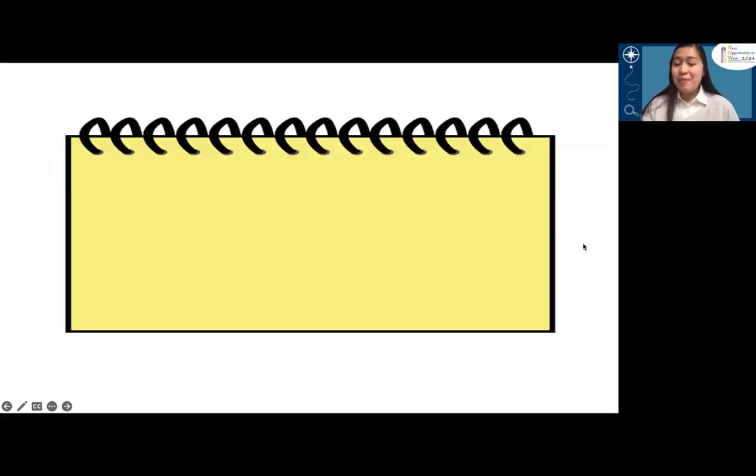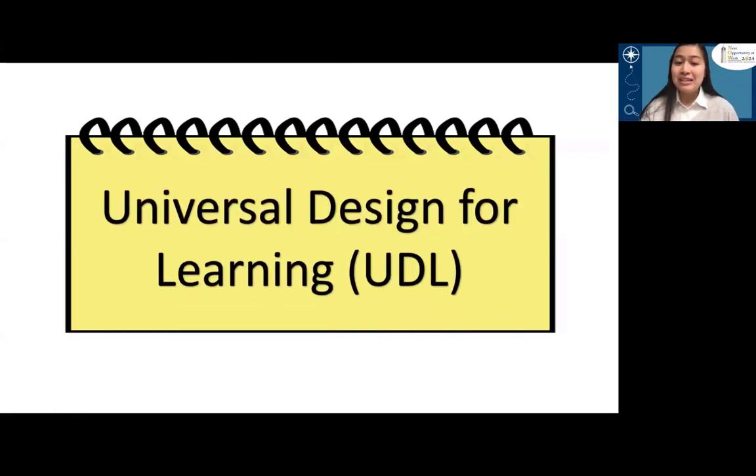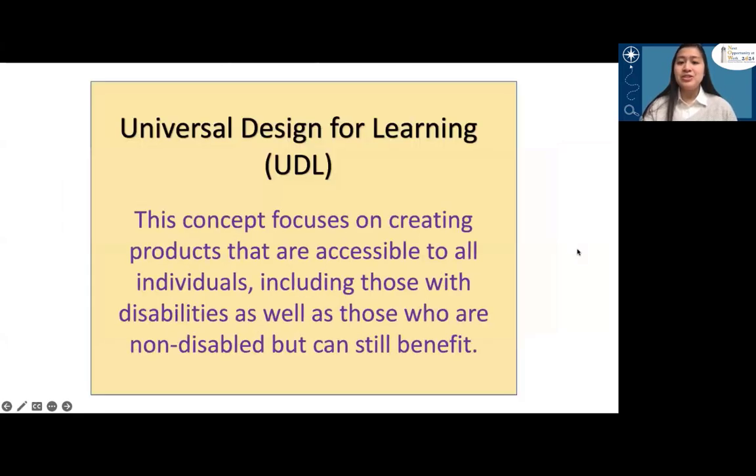So now that we've talked about accessible and assistive tech, I'm going to go ahead and talk about the universal design for learning, right? I'm going to talk about this principle, which states that its aim is to focus on creating products that are accessible for everybody, for all individuals. So people that have disabilities and people that don't have disabilities, both parties will benefit.